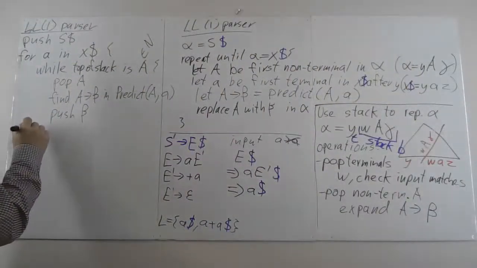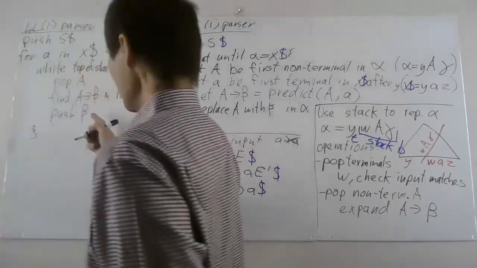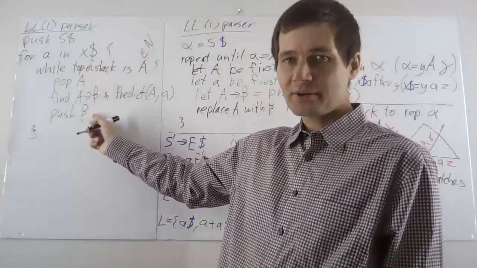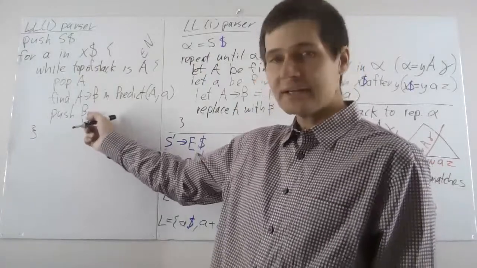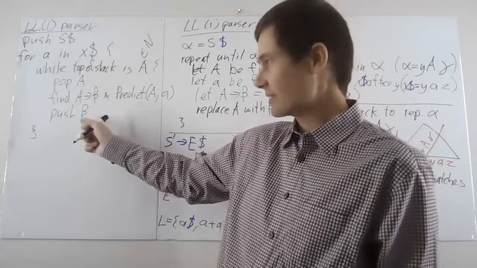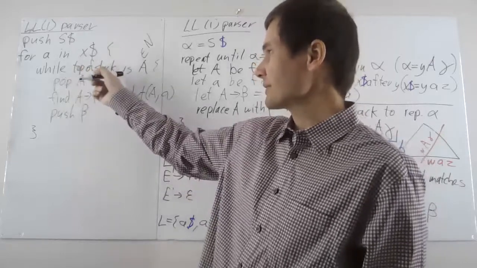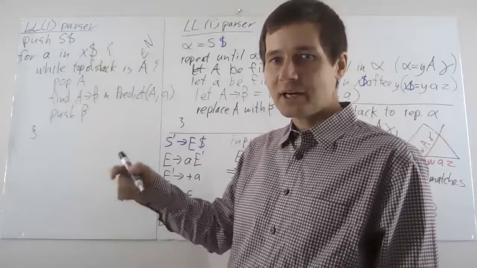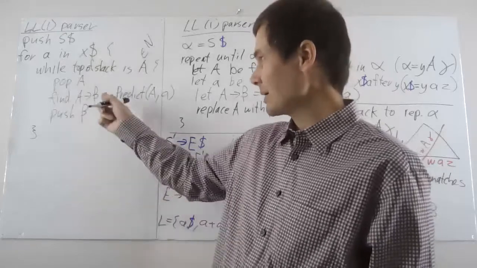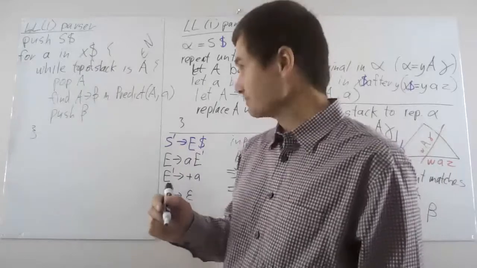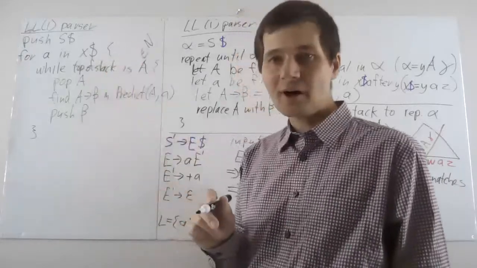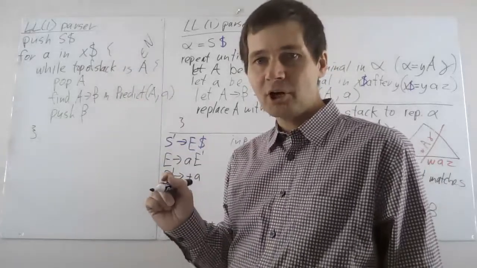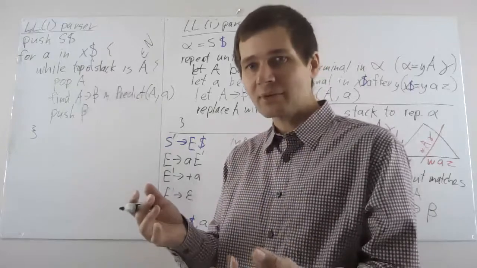Okay, and so why is this a while loop? Well, it's a while loop because beta might start with a terminal symbol, or it might start with a non-terminal symbol. If beta starts with a non-terminal symbol, then after I push it onto the stack, the top of the stack is still a non-terminal symbol. So I want to keep doing this, I might make multiple replacements here until I have the top of the stack being a terminal symbol. Once the top of the stack is a terminal symbol, then there's nothing I can replace it with anymore.